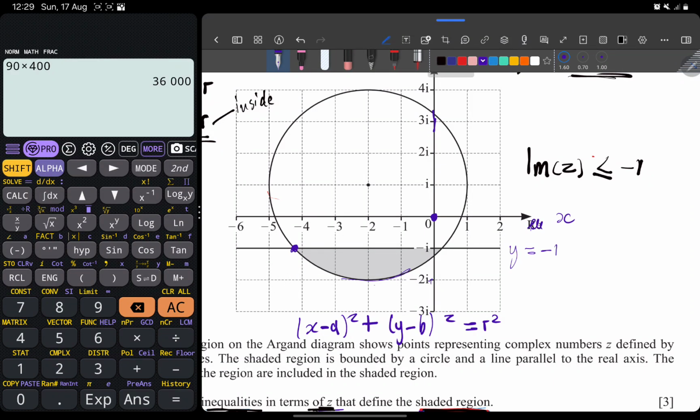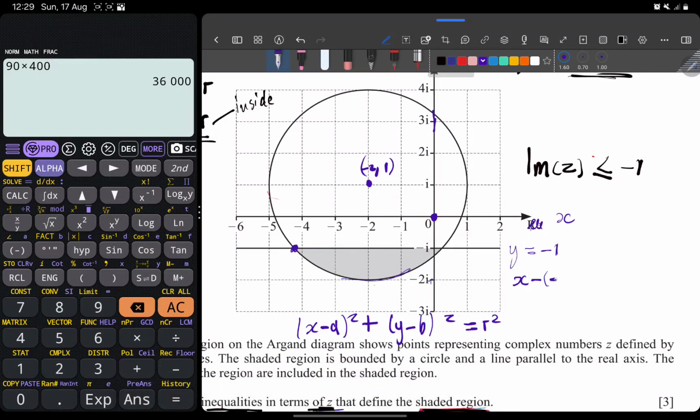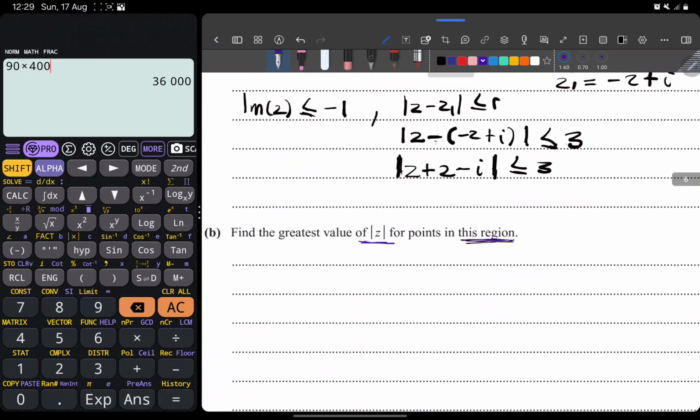The equation of the line is y equal to negative 1. Then the equation of the circle: what are the coordinates? The coordinates are negative 2 in the x and 1 in the y. So let's start with x. It is x minus a, so it is x minus negative 2, all squared, plus y minus b, which is y minus 1, all squared. This is equal to r squared, which is 3 squared. We make these two things equal and we'll be done. So let's go and do it.